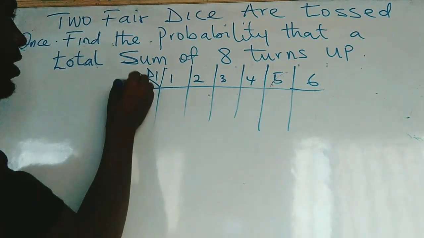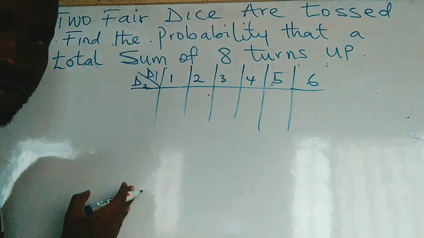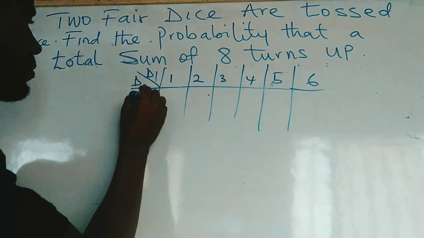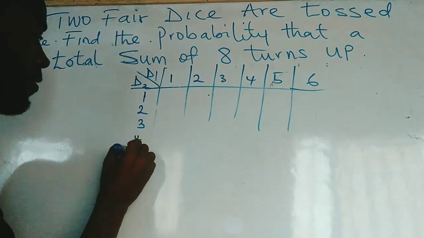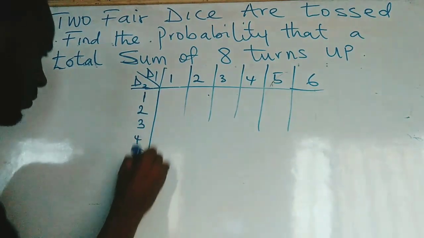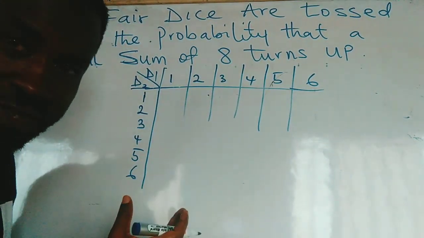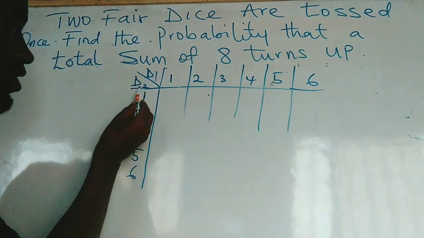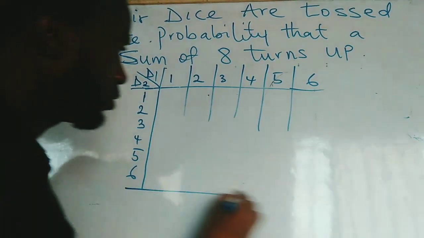Now let me call this other one D2. This D2, I'm going to put it in the column. So I'm going to have 1, 2, 3, 4, 5, 6. So these 6 represent the 6 faces of the second die, which is called D2. Okay, this is D2.